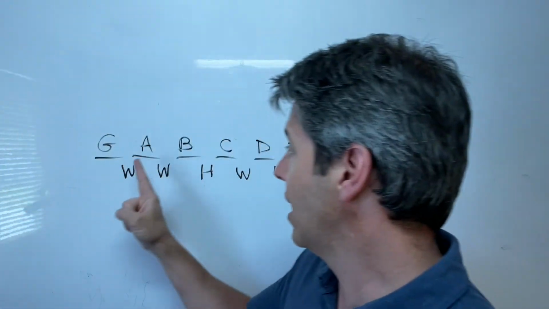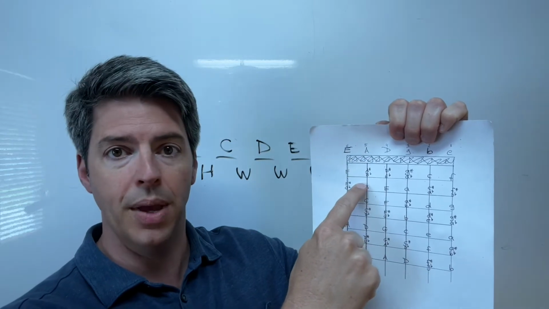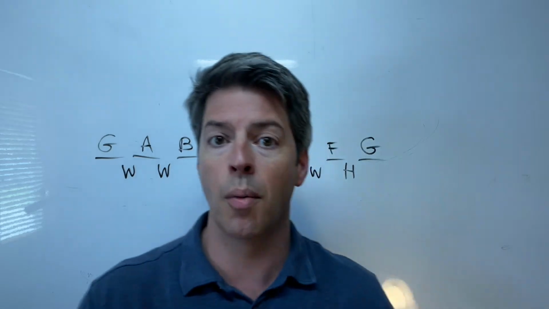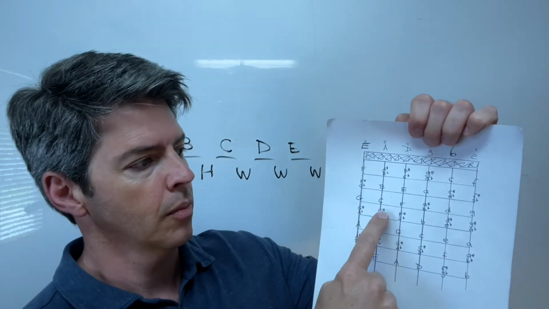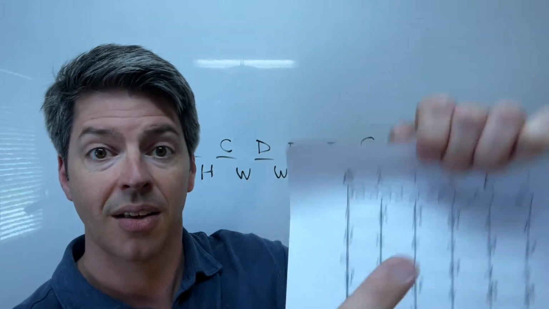Now, is A to B a whole step? So let's check it out. A up 1, 2 to B. There it is. That's correct. What about B to C? Is that a half step? Remember, a half step is the next fret up. So we're on B. Can you see that there? B up to C. That is a half step.